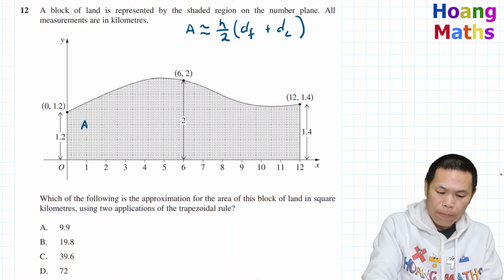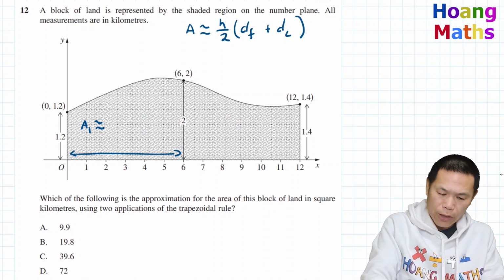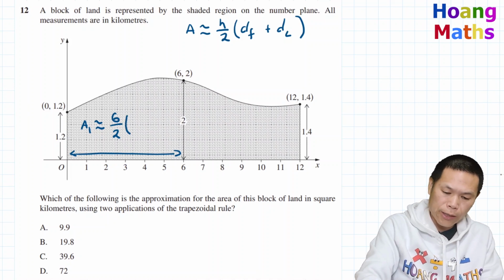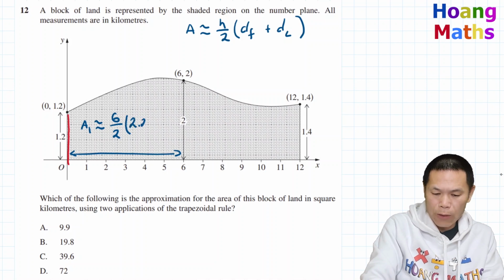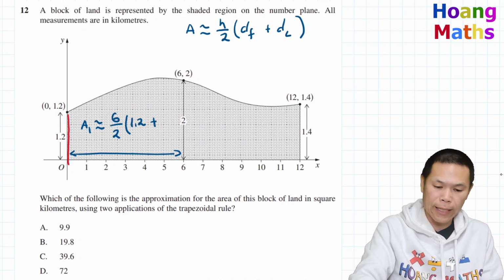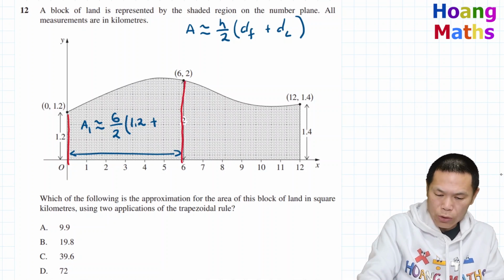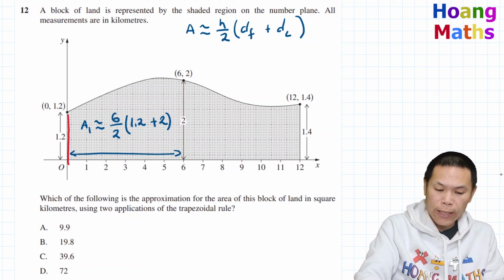Area 1: h is the width of the strip from here to here, so that is 6. So 6 over 2. Then d first is 1.2, and we add d last, which is this one here, 2. So we add 2. There you go.